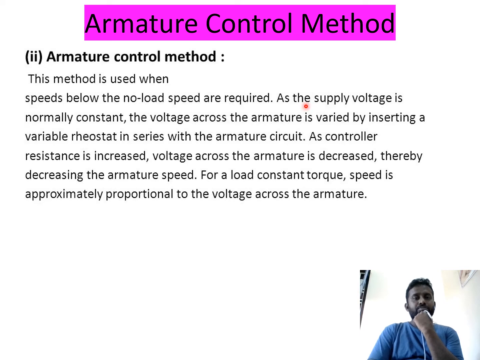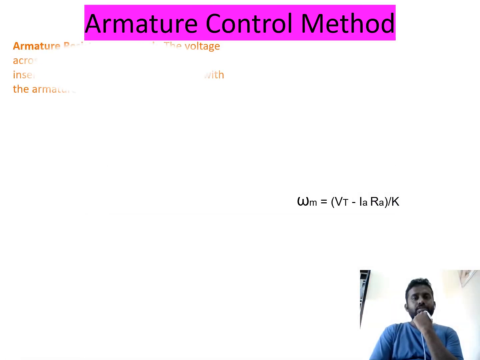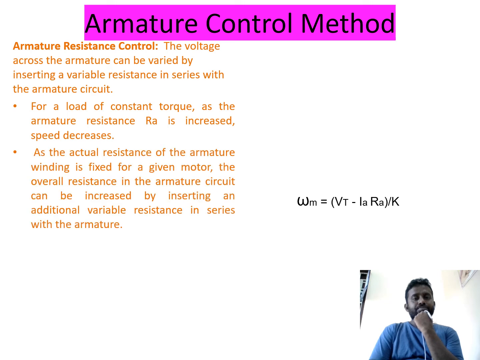Armature control. This method is used when speeds below the no load speed are required. As the supply is normally constant, the voltage across the armature is varied by inserting a rheostat in series with the armature circuit. As the control resistance is increased, voltage across the armature is decreased, thereby decreasing the armature speed. For a load of constant torque, speed is approximately proportional to the voltage across the armature. Armature control method.